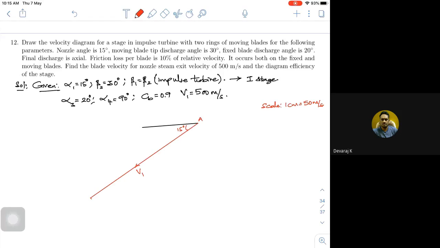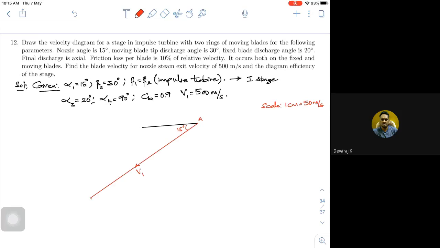Now, once you get this, I need to see this angle they have given. So this angle is how much? It is beta 1 is equal to 30 degrees. How to get that actually? With the angle beta 2. So beta 1 is equal to beta 2, which is equal to 30 degrees. That's what is given here, 30 degrees. And what else have they given?